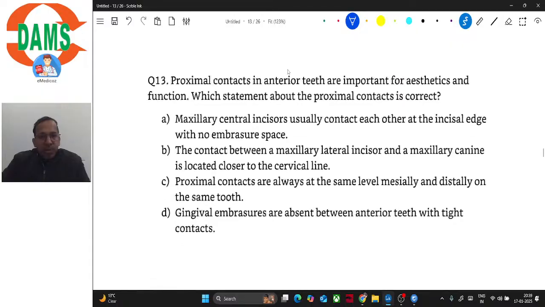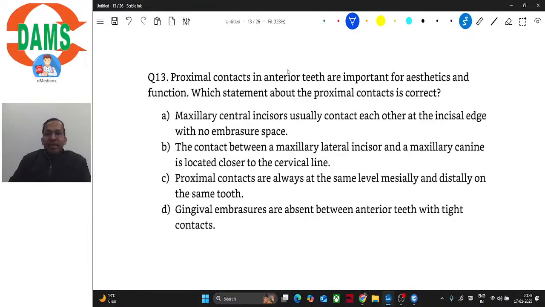So the next question: proximal contacts in anterior teeth are important for aesthetics and function. Which statement about these proximal contacts is correct? In the anteriors, right? So we need to talk about the anteriors.